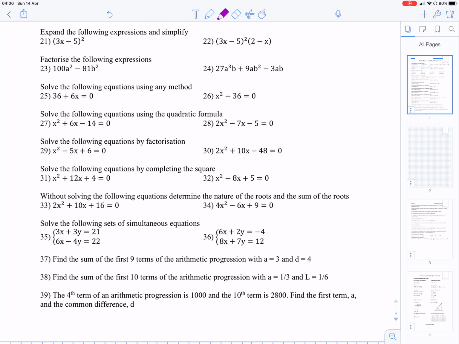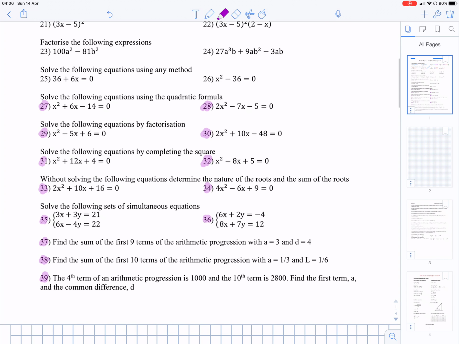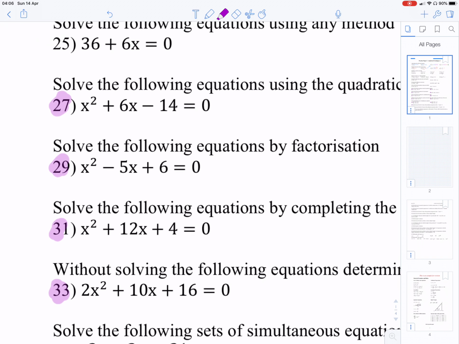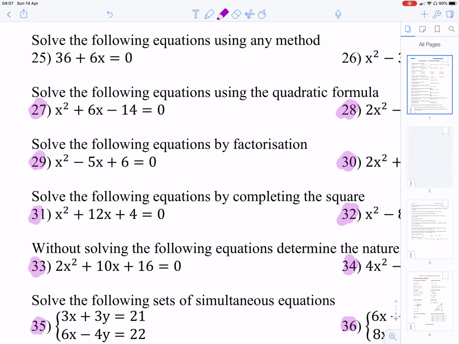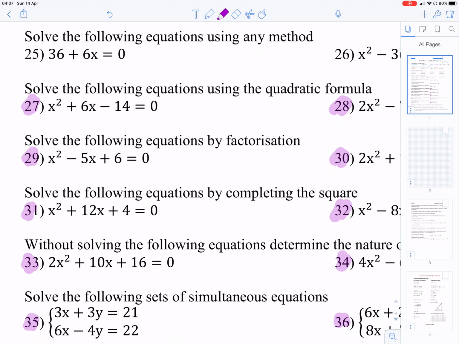Right, let's look at number 27, 28, 29, 30, 31, 32, 33, 34, 35, 36, 37, 38, and 39. So starting with 27, which is this, and it says solve the following equations using the quadratic formula.